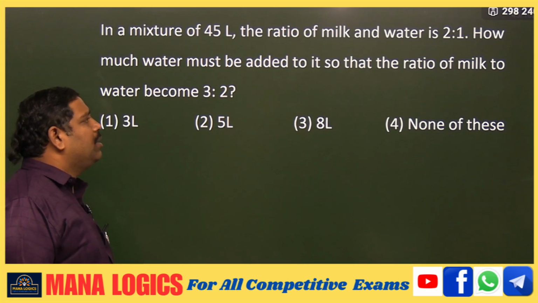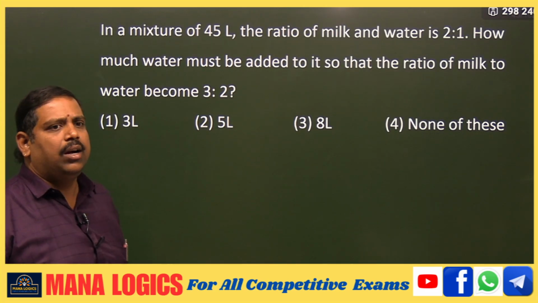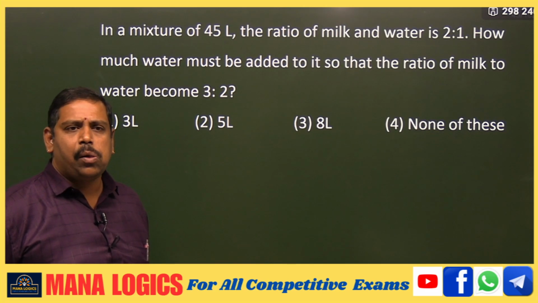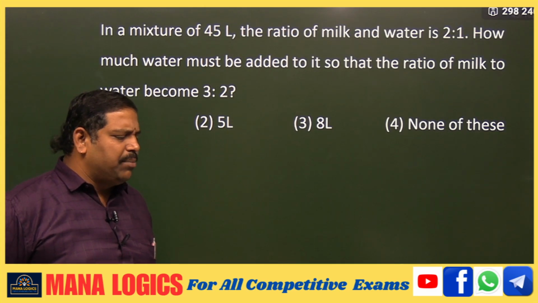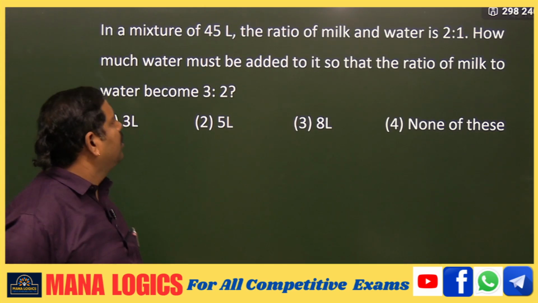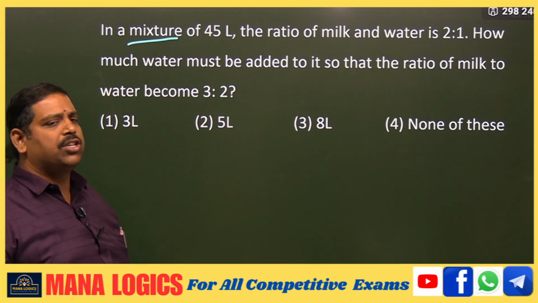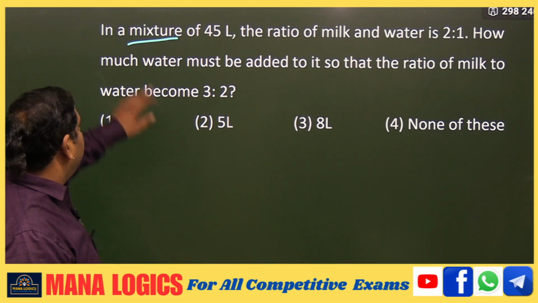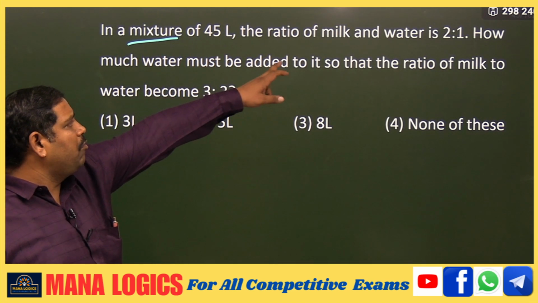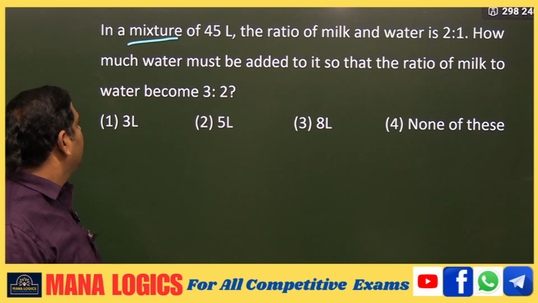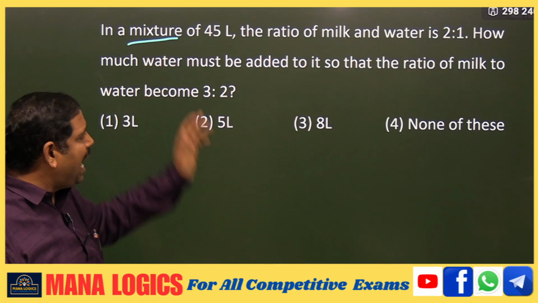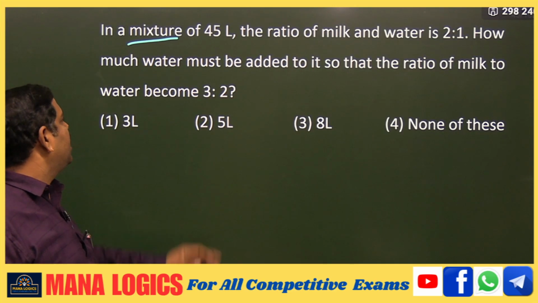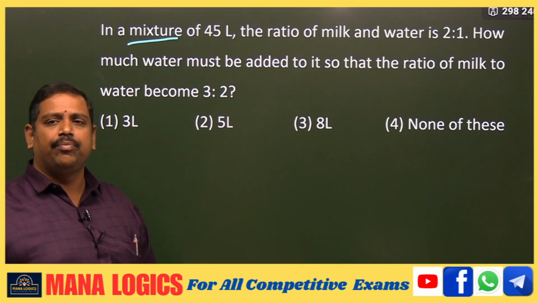In a mixture, yeah, this question is a beautiful one. You may feel it is a question on mixtures, because in the question itself he specified it is a mixture, but it is a part of ratios. In a mixture of 45 liters, the ratio of milk and water is 2:1. How much water must be added to it so that the ratio of milk to water becomes 3:2?